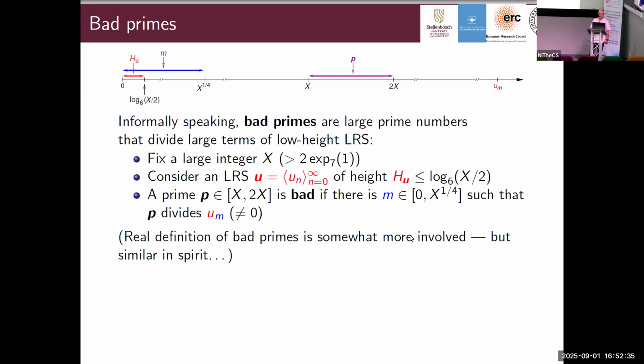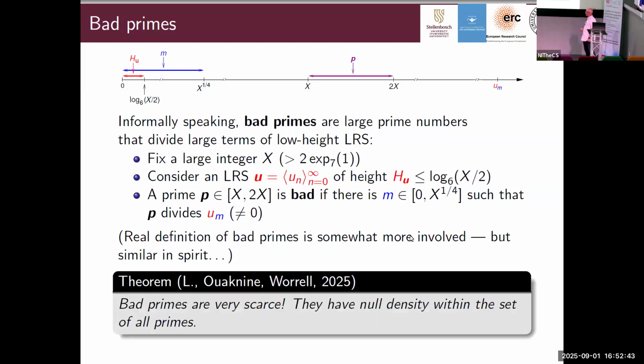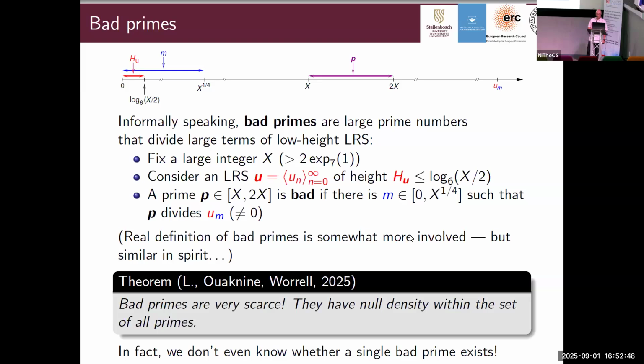You say, okay, what is the big deal with that? So the definition of bad prime is somewhat more involved, but you can kind of see what it is in here. And what we proved is that the bad primes are very scarce. In fact, they have null density within the set of all primes. We don't even know if a single bad prime exists, because in order to find one, you have to find a prime that divides some term of a very low sequence. But since the very low sequence is the 6-fold iterated logarithm, you see that the prime should be huge. And we don't even know primes in that range. We can't test if they are primes.